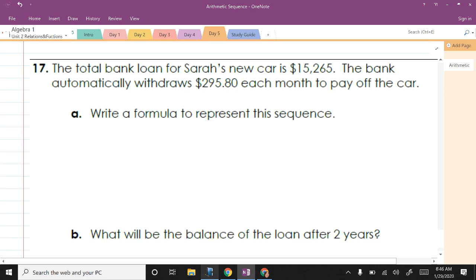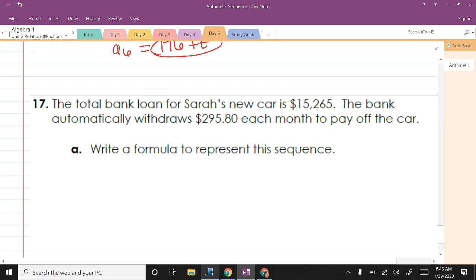All right. One more. Okay. The total bank loan for Sarah's new car is $15,265. Okay? The bank automatically withdraws $295.80 each month to pay for the car. Write a formula to represent this sequence.